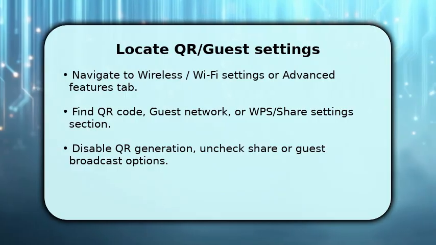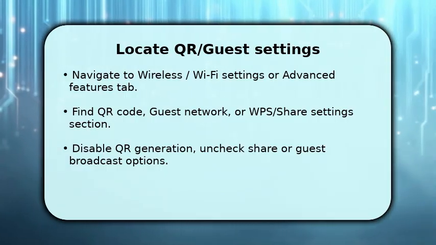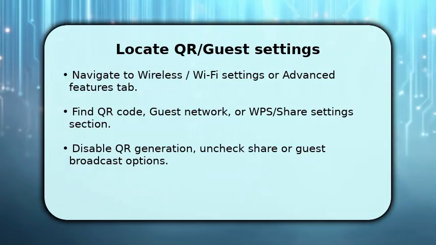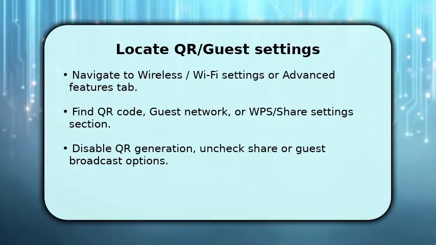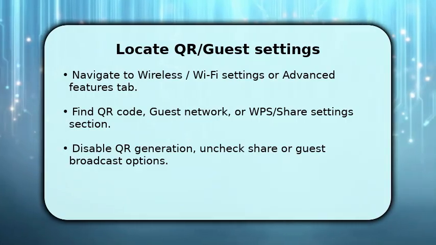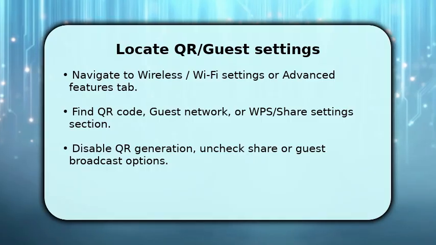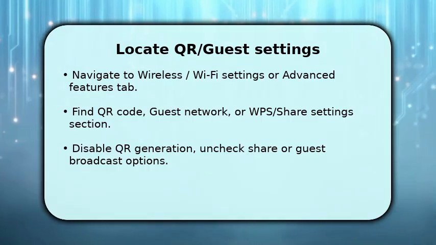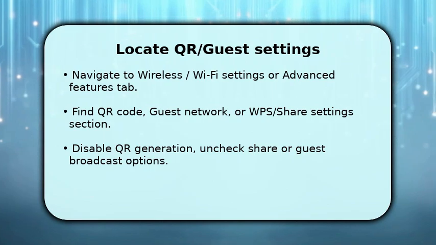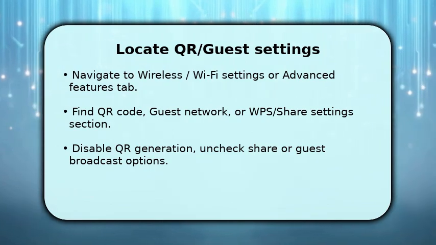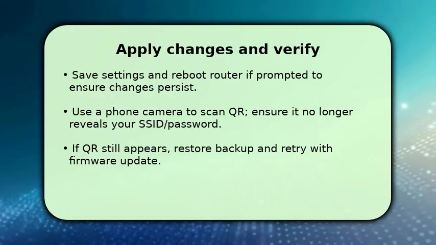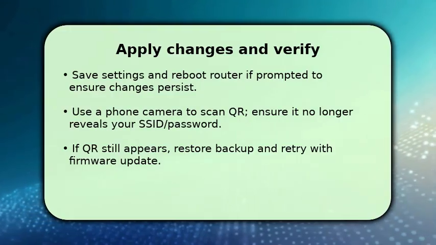Disable the QR generation toggle or uncheck any option labeled Share/Print QR or Allow Quick Connect. Make sure to also disable guest SSIDs if they create separate QR codes. After changes, apply or save settings so the router writes the new configuration to flash. Once you've disabled the QR option, save and apply the settings.